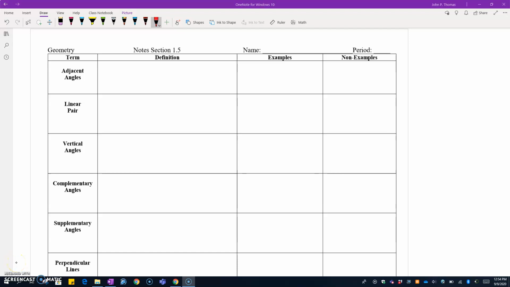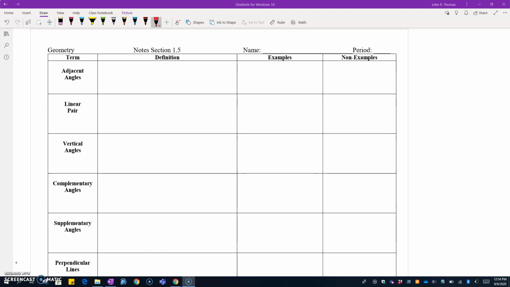All right, let's take a look at the 1-5 notes. A lot of this vocab you can look up on your own. We'll run through them real quick, but you always do have the reference of your textbook. All of these are located in there, in both the glossary as well as in section 1.5. So first thing is adjacent angles.